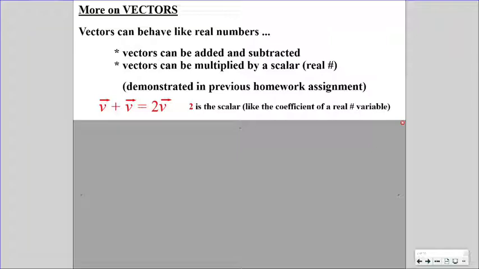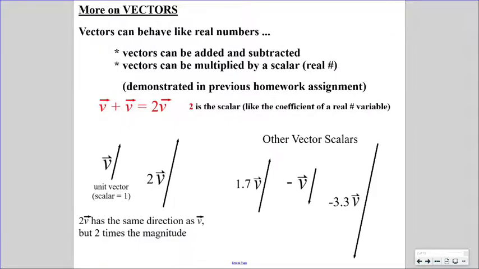So more things on vectors. Vectors can behave like real numbers. They can be added and subtracted. We know that. They can be multiplied by a scalar, so some constant or real number that can enlarge the vector, essentially changing its magnitude. We can do that looking like this: V plus V, that's the same thing as 2V. The scalar then is 2. So when we change a vector by multiplying it by a scalar, just note that the magnitude of that vector also changes. And sometimes if that scalar is negative, not only can the magnitude change, but also the direction.